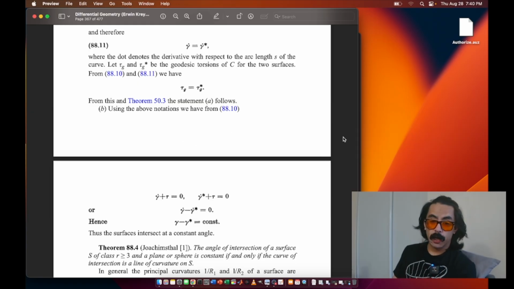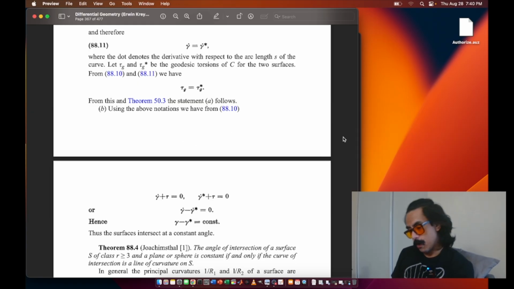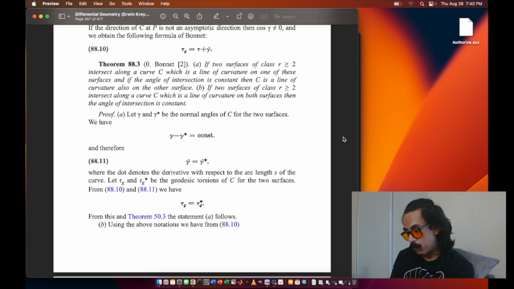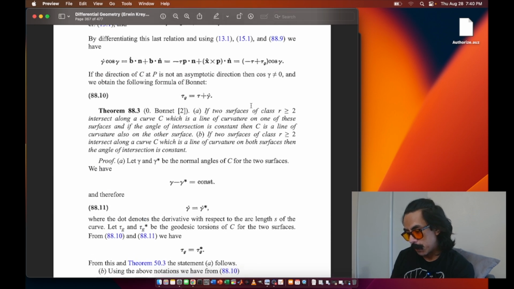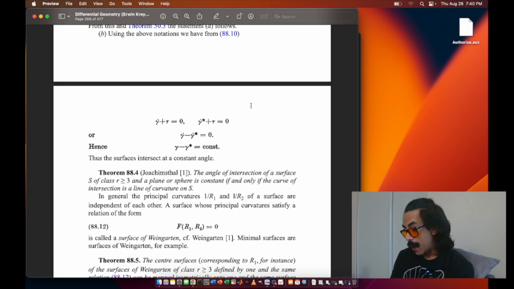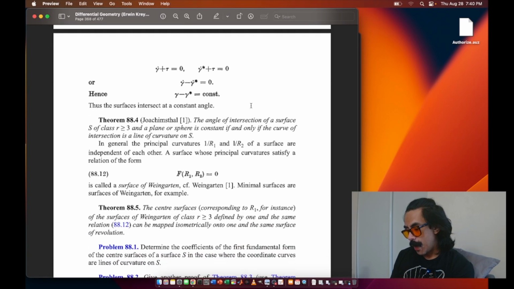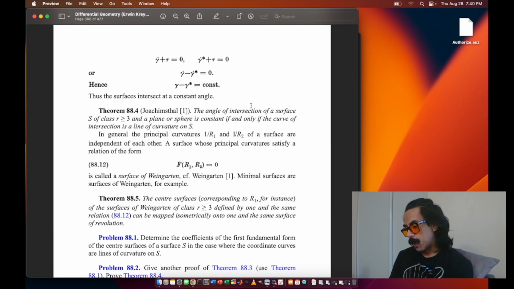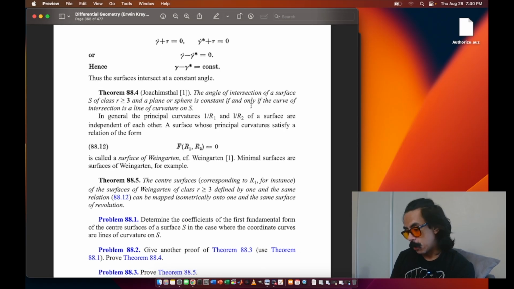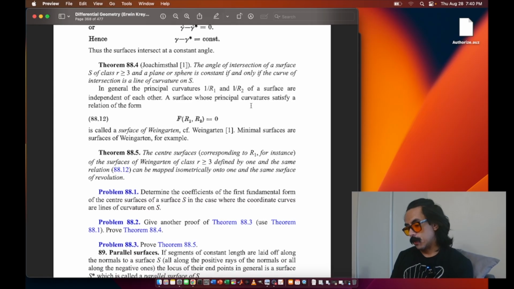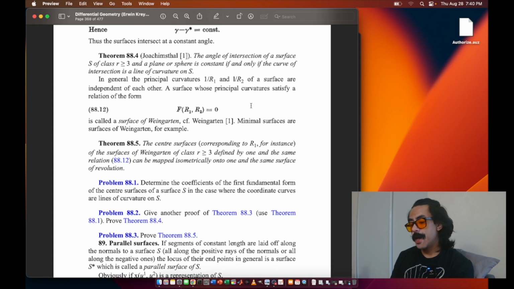So for the proof of the second part of theorem 88.3, using the above notations, we have from the above relation 88.10, tau sub g equals tau plus gamma dot. We have gamma dot plus tau equals 0 and gamma dot star plus tau equals 0, or gamma dot minus gamma dot star equals 0. Hence, gamma minus gamma star is equal to a constant, thus the surfaces intersect at a constant angle. Easy enough. And we have theorem 88.4 by Joachimsthal.